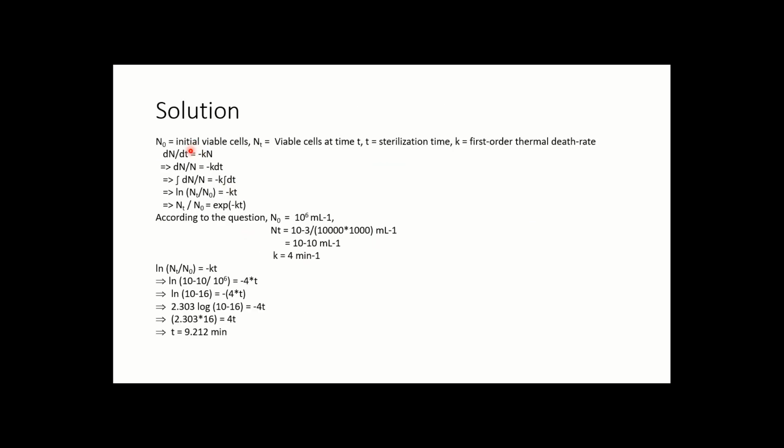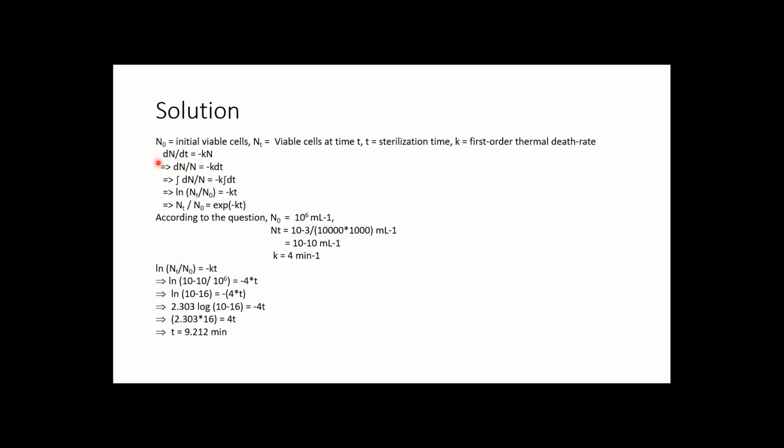To solve this problem, first, as we know, dN by dt equals minus kN. What is N here? N is the number of viable cells. So the rate of death of the spores equals minus k, which is the thermal death rate, into N, where N is the viable cell number at any time t. N naught is the initial viable cells, Nt is the viable cells at time t, t is the sterilization time, and k is the first order thermal death rate.